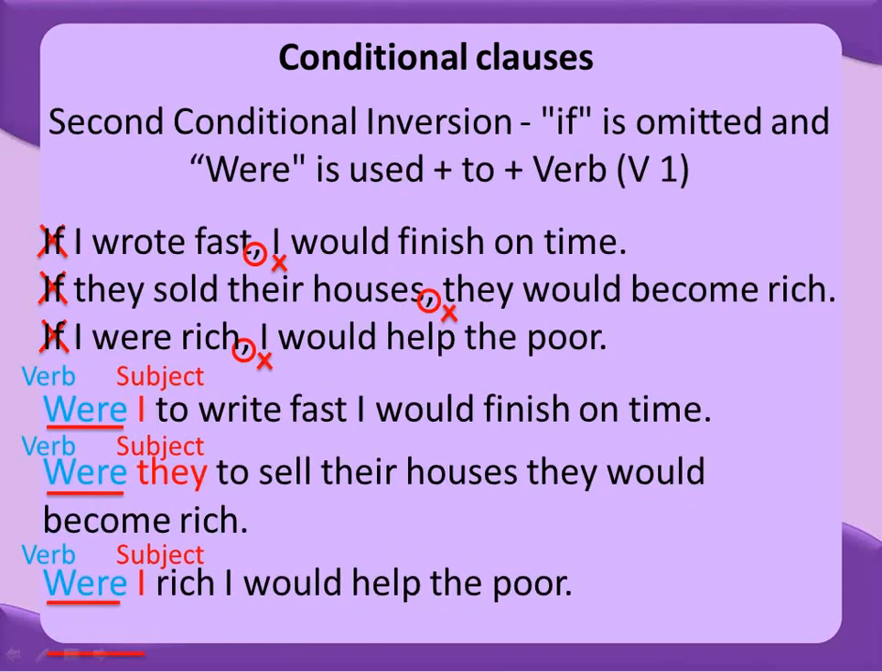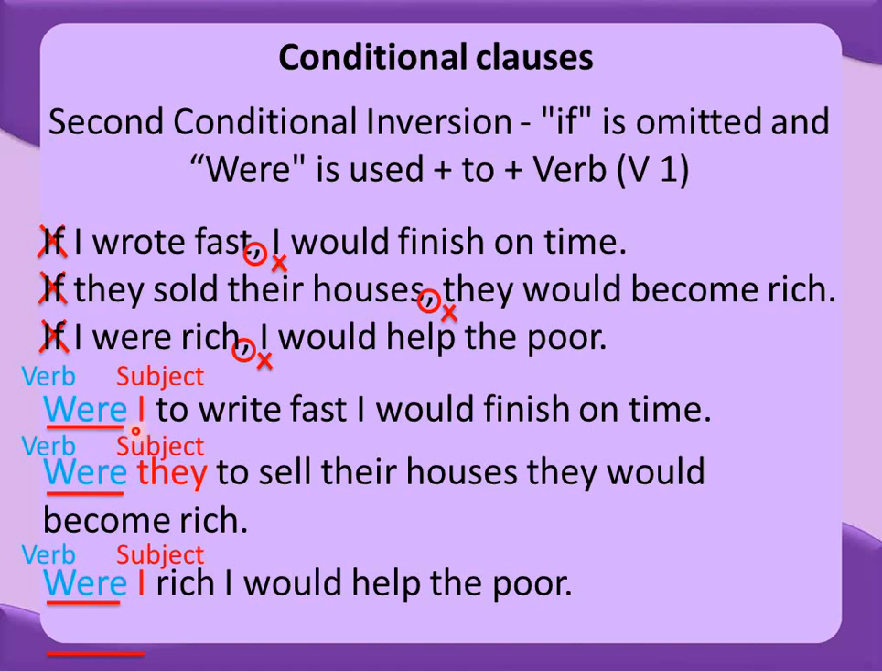Let us see the inversion of the second conditional clause. Here also removal of if is the same. First we remove if, and also we have to remove the comma when we are writing the inversion. So let us see with an example how to change. If I wrote fast, I would finish on time. Something which is not possible. A condition in past is not possible. So you are beginning the sentence here with were. So were is the be form of the verb. We must begin all the inversion of the second conditional clause with were, then followed by the subject.